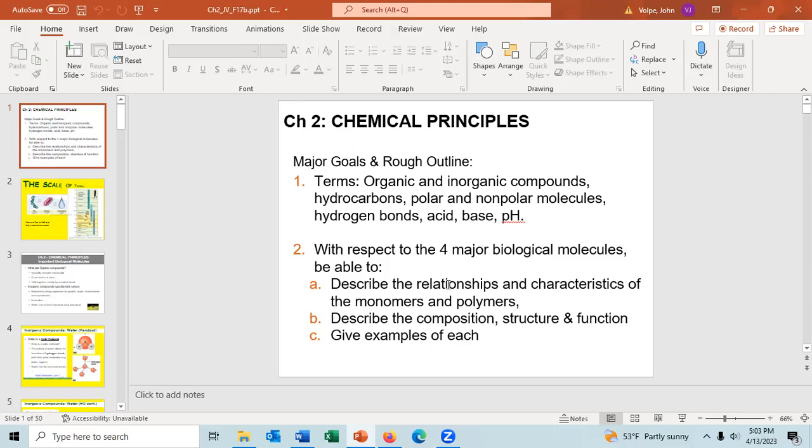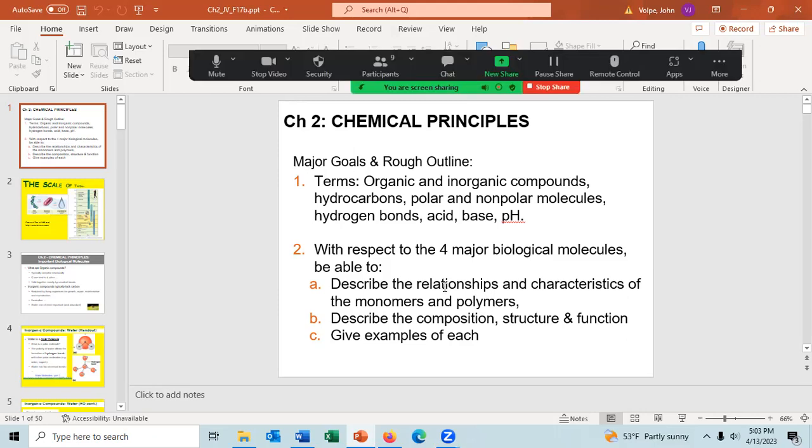And then with respect to the 4 biological molecules, be able to describe the relationships and the characteristics of the monomers and the polymers, be able to describe the composition, the structure, and the function of the 4 major biological molecules, and then be able to give examples of each. Any questions about what we're going to do?